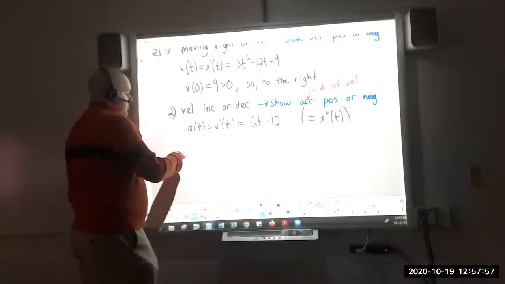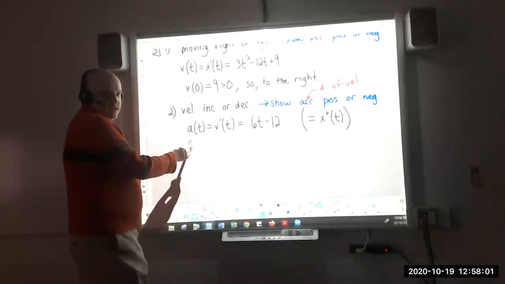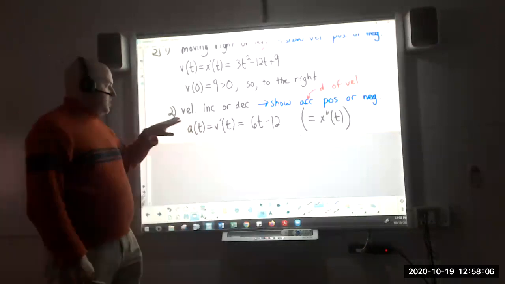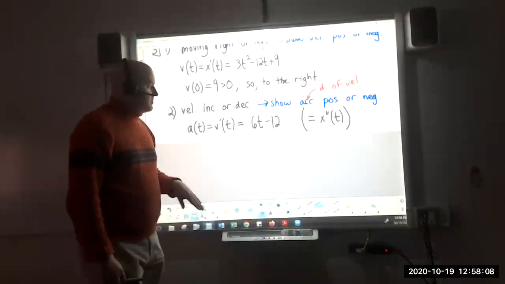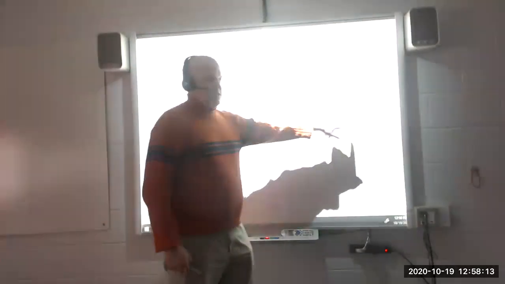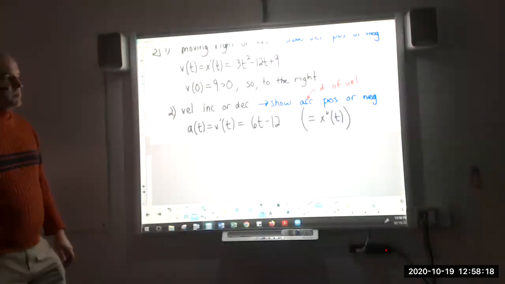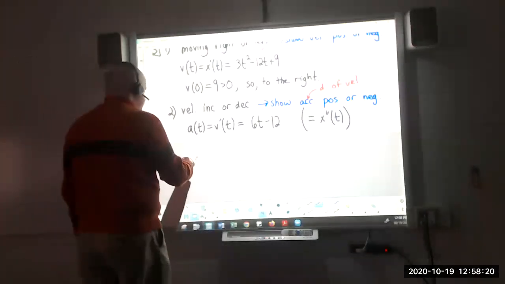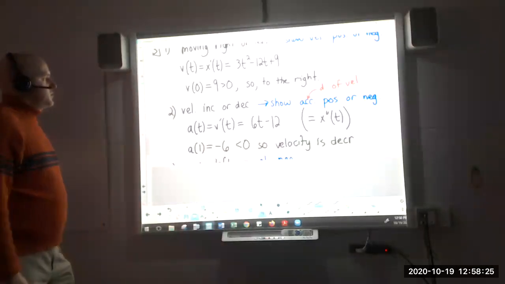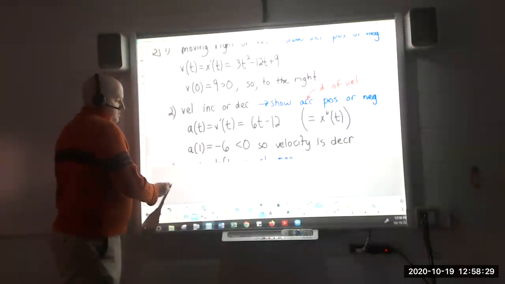So I took the derivative of v of t. Notice how I've marked it as a of t equals v prime of t. So I've introduced a new function, a of t. I've connected it to v prime of t. That's where I get 6t minus 12 from. This is just me noting to you that you could have included, this is also x double prime of t. It's not necessary here, but you could have. And then I did something very similar in number 2 to what I did for number 1. But this time I use the acceleration.